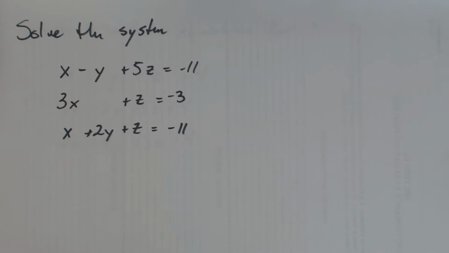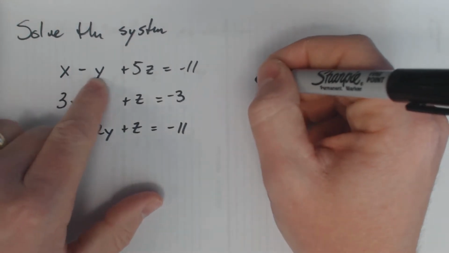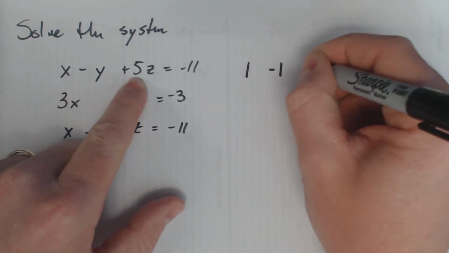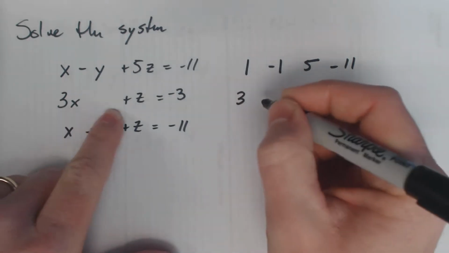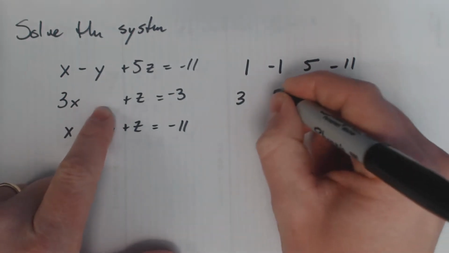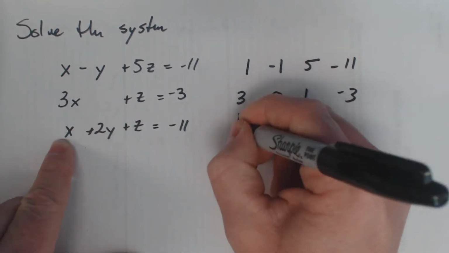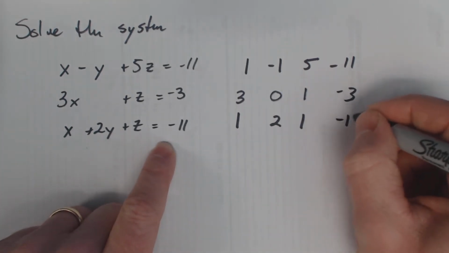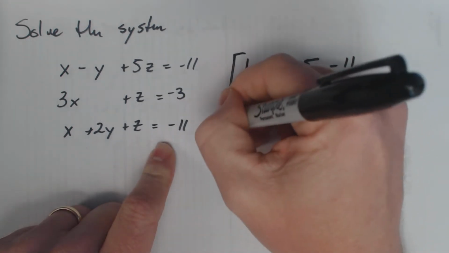But I use my graphing calculator. So what I do is turn this into an augmented matrix. This is how I do them. I just take the coefficients. So it would be a 1, -1, a 5, and a -11. A 3. There is no y here in this one, so I use a 0. A 1, and a -3. A 1, a 2, a 1, and another -11. So this is an augmented matrix.